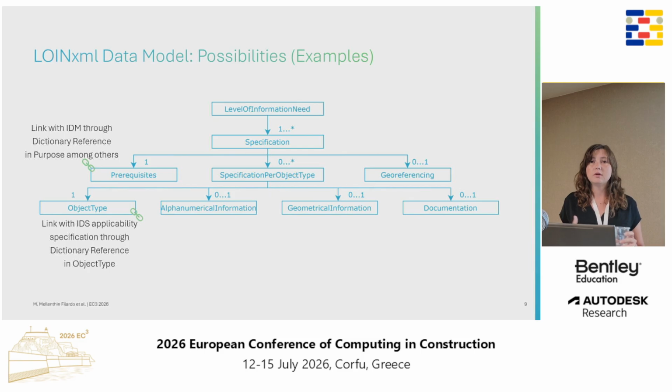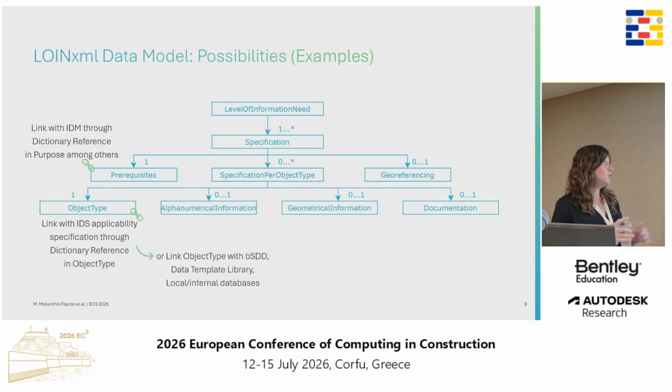The object type. The object type also has a dictionary reference, so you can use the elements within the level of information need data model to describe the object type. But if you already described it somewhere else, you can link that. You can link to the applicability of an IDS, for example. You can give the URI, the path, this is my IDS, and this is the IFC wall, IFC doors that I want to define.